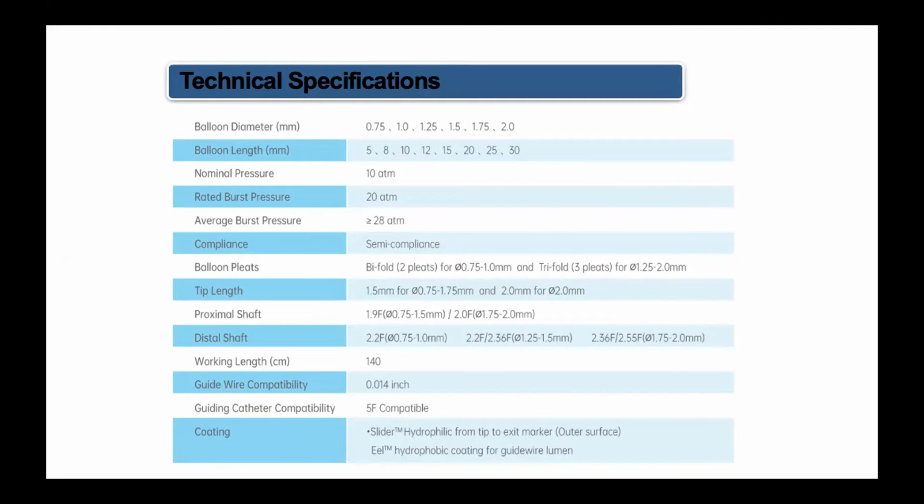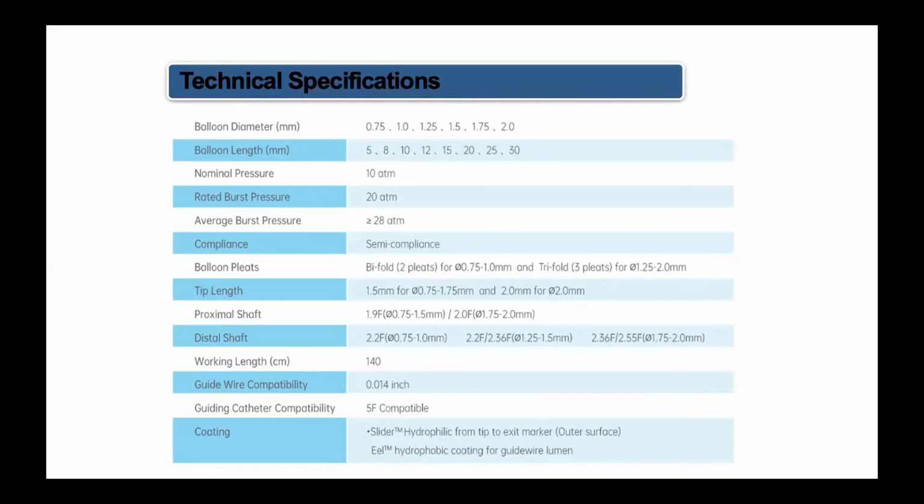So it's a slick balloon that can pass in difficult lesions without getting stuck in these lesions. And this bifold confers a very important property for the Alveo. The tip length is 1.5 millimeters for the 0.75 and 1.75 millimeter, and 2.0 for the 2 millimeter balloons.